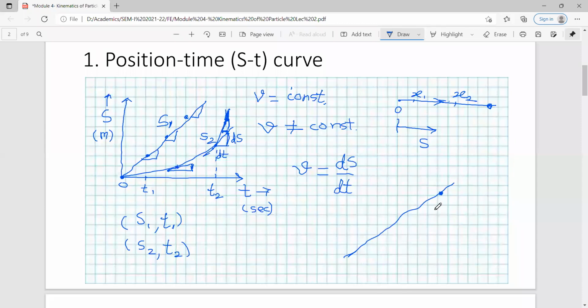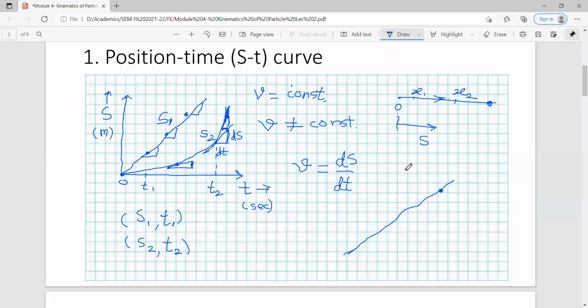Are you getting it? Yes, sir. Okay. So when you will be solving the numericals, you will come to know about it. So should I move to the next point? Yes, sir. Okay.